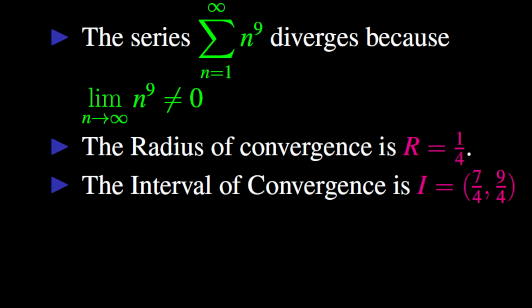In sum, the radius of convergence is equal to 1 over 4. The series converges for x in the open interval with endpoints 7 over 4, and 9 over 4.